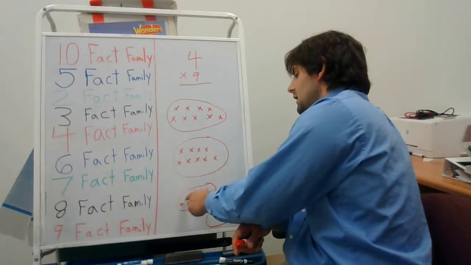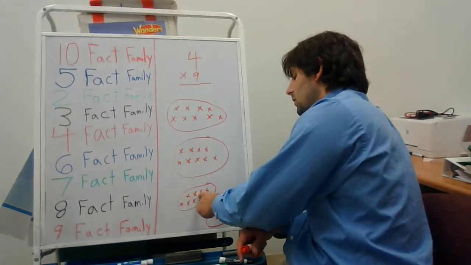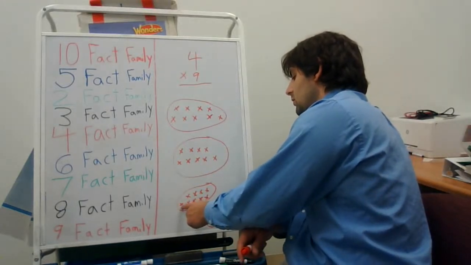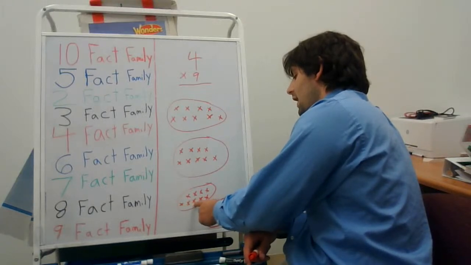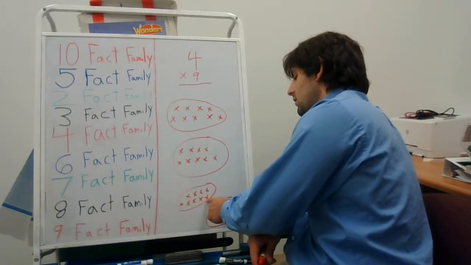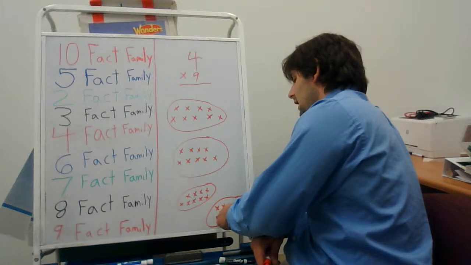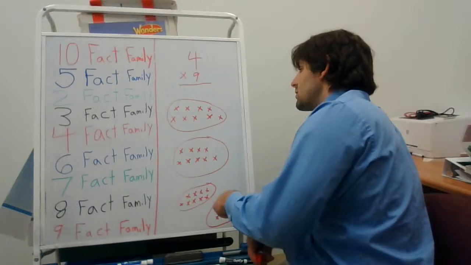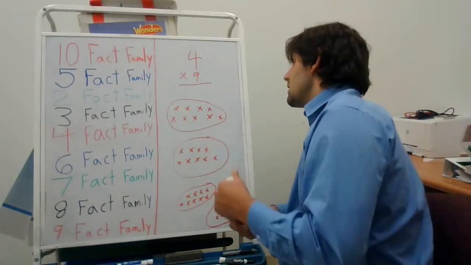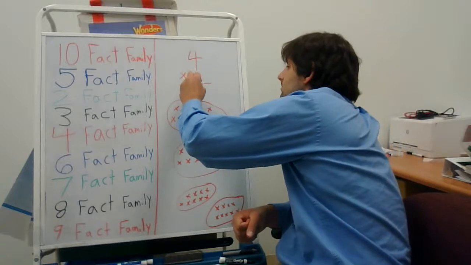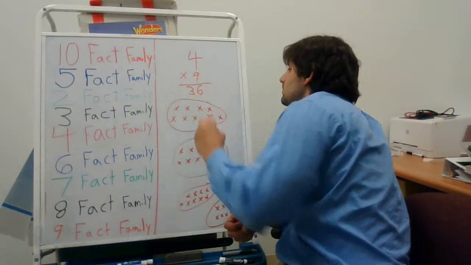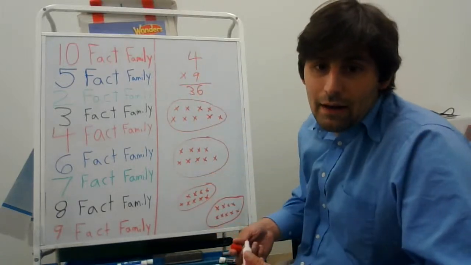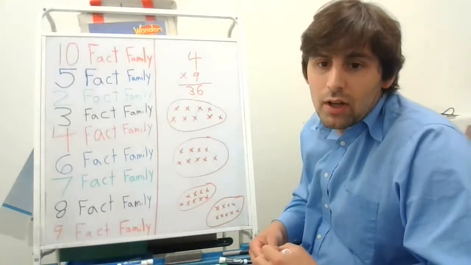17, 18, 19, 20, 21, 22, 23, 24, 25, 26, 27, 28, 29, 30, 31, 32, 33, 34, 35, 36. And then I would also recommend counting a second time to make sure that you have the correct number.